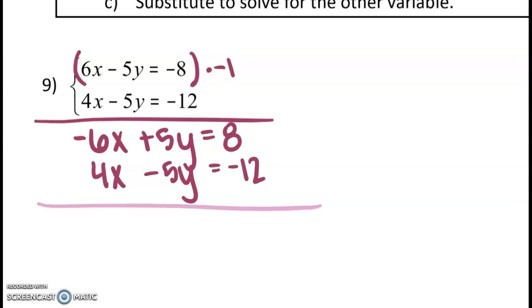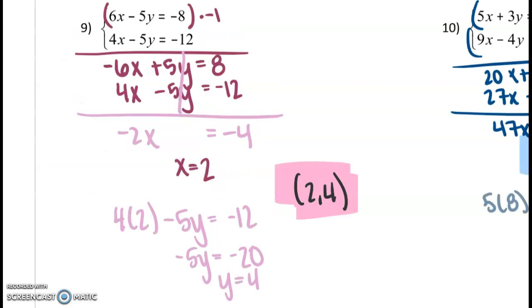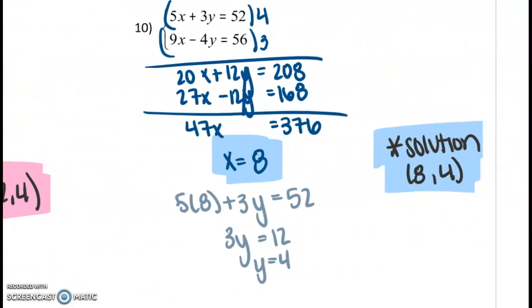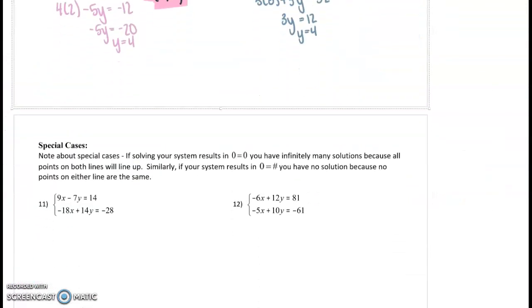Now we add straight down. So I've got negative 2x, my y's are gone, equals negative 4. So x equals 2. And then you're going to go ahead and substitute in to find y. So pause this video and do that. Alright, so using substitution, you should get y equals 4. Always check your work, so plug those numbers back in to make sure you get that. Now here, try number 10 to make sure you're able to get that as well.